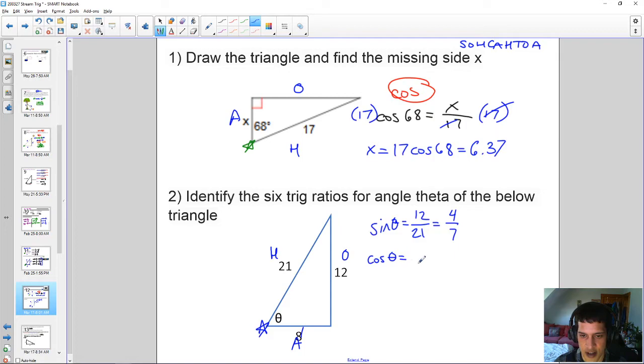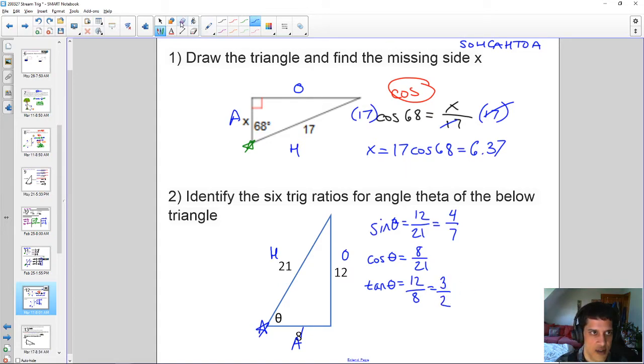Cosine of theta is adjacent over hypotenuse, so that's 8 over 21. Can't simplify that. Tangent of theta is going to be opposite over adjacent, right? So 12 over 8. And we can reduce that, divide each by 4, and we get 3 over 2.